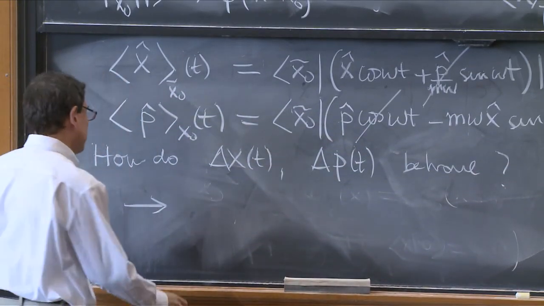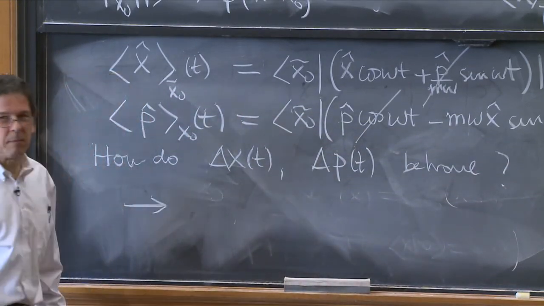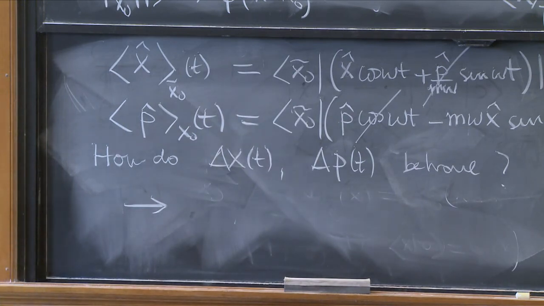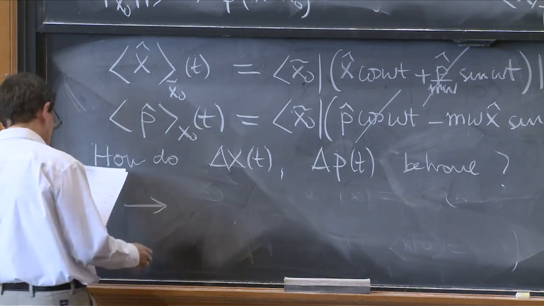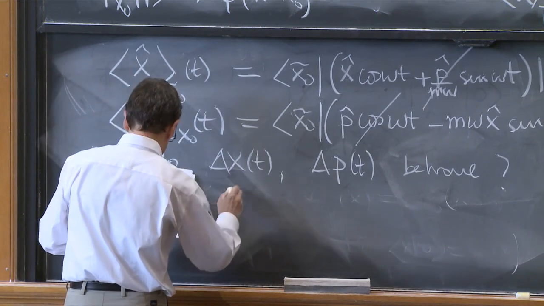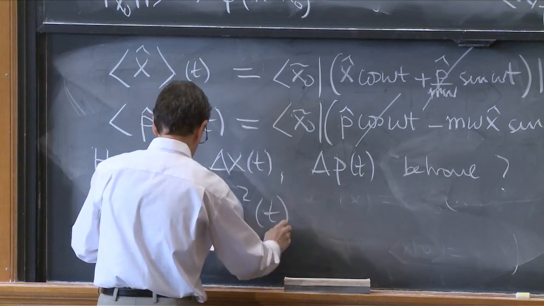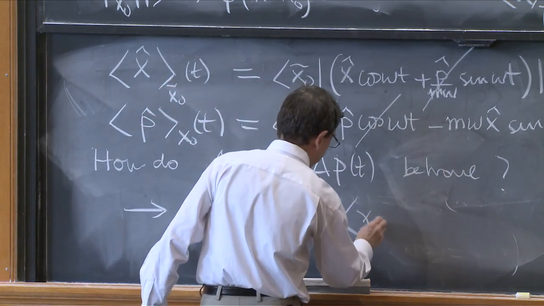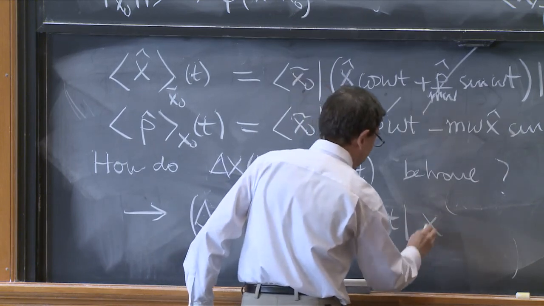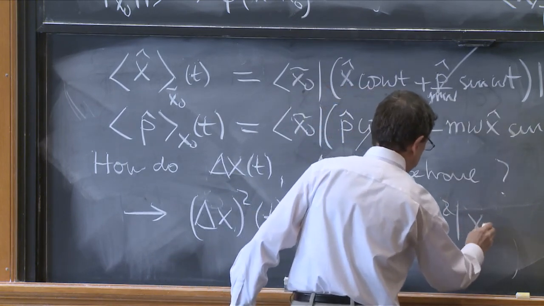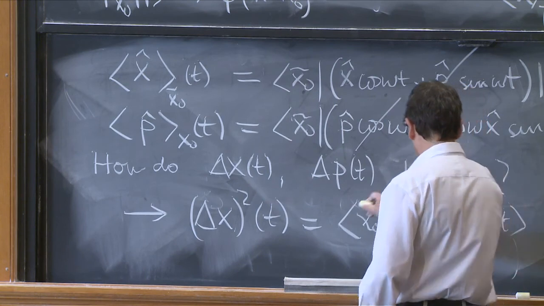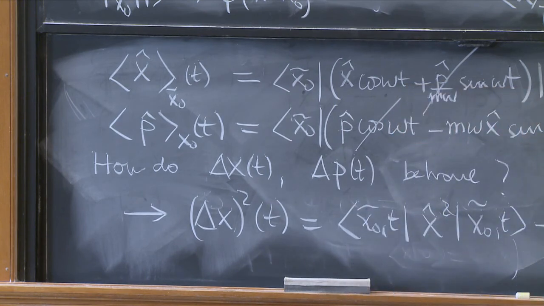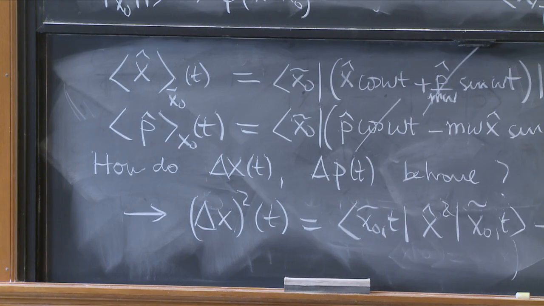Well, we have this computation. Actually, if you don't have the Heisenberg picture, it is kind of a nightmare. With the Heisenberg picture, it's a lot easier. Delta x squared of t would be the expectation value of x naught t of x squared x naught t, minus the expectation value of x naught t x naught t, squared.